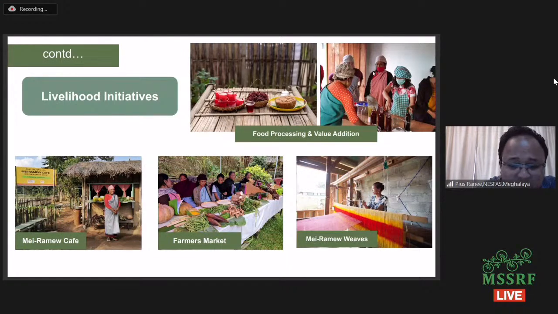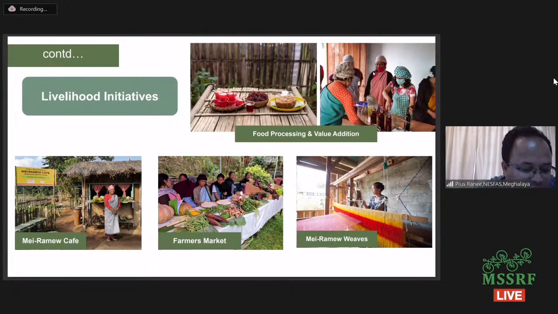We used to have a monthly farmers market, where we call the farmers to come and sell their produce in the urban area, so that there is a connection between the rural and urban people. In Meghalaya, we also have the weaving products, the Eri silk products, that we have here. This is also an initiative that we have been able to revive, and it has got a market now.